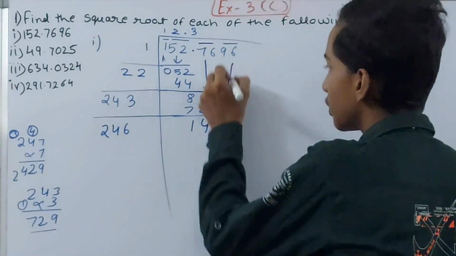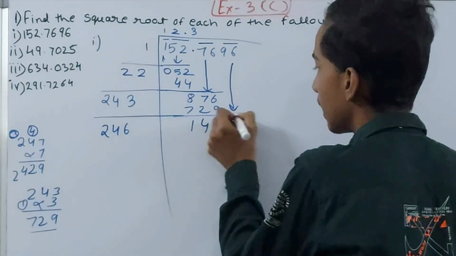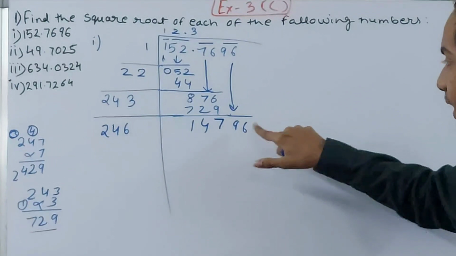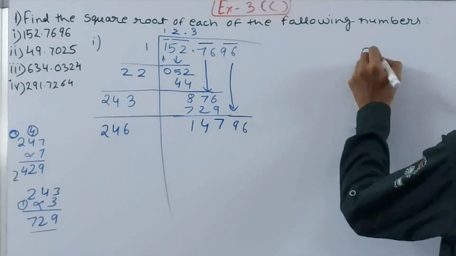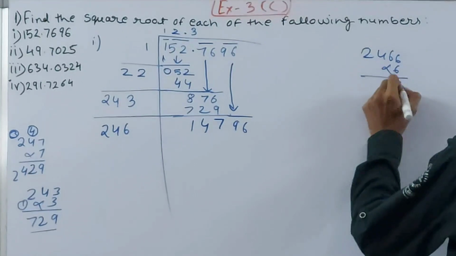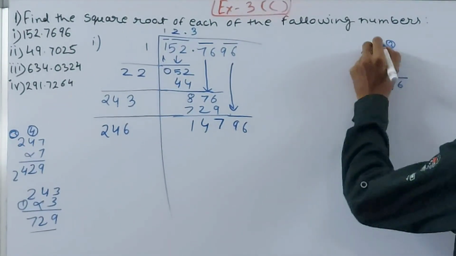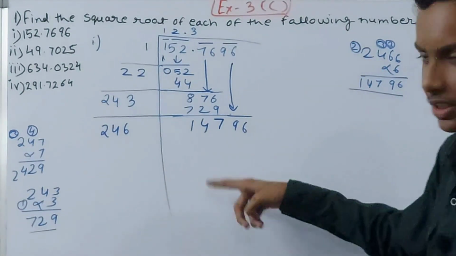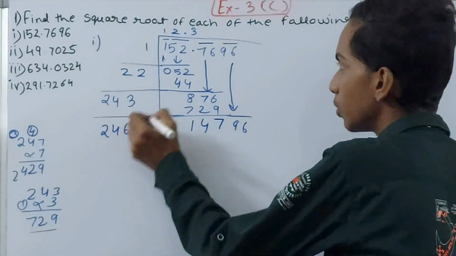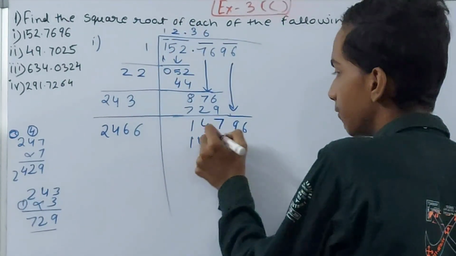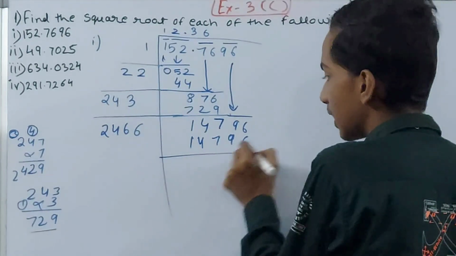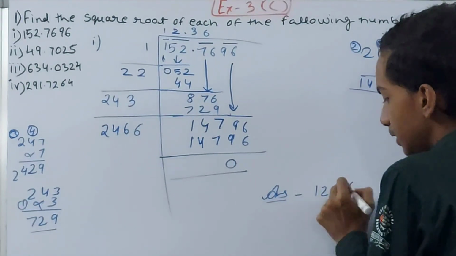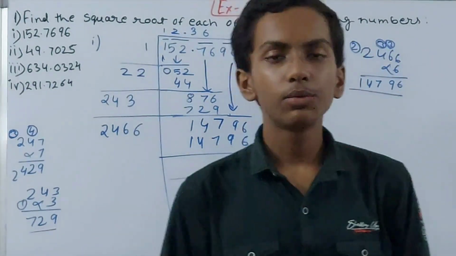Now bring down the next pair, which is 96. Let's see a number here that will completely cancel this. So let's try 6. 246 times 6 gives 14,796. So 6 will come here also, and here we will have 14,796. That is 0. So the answer becomes 12.36. That's it. Now let's move on to the next part.